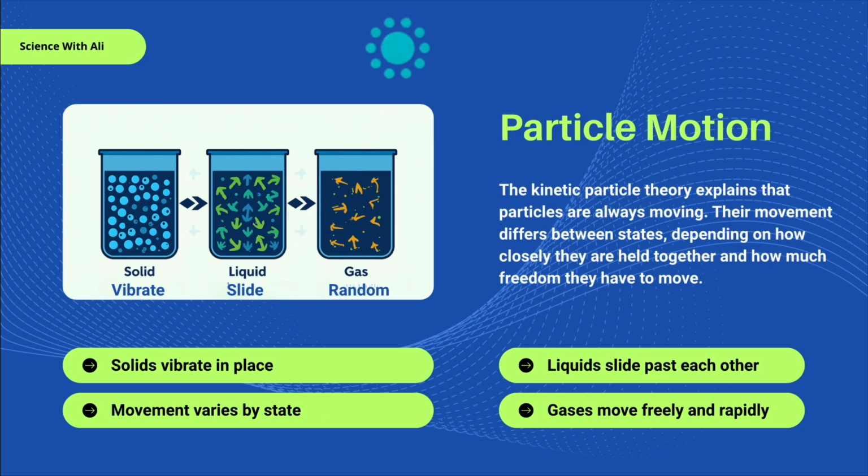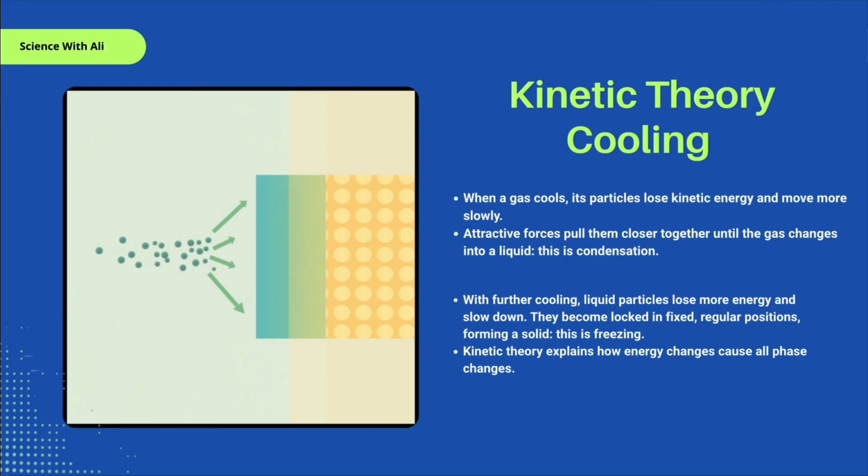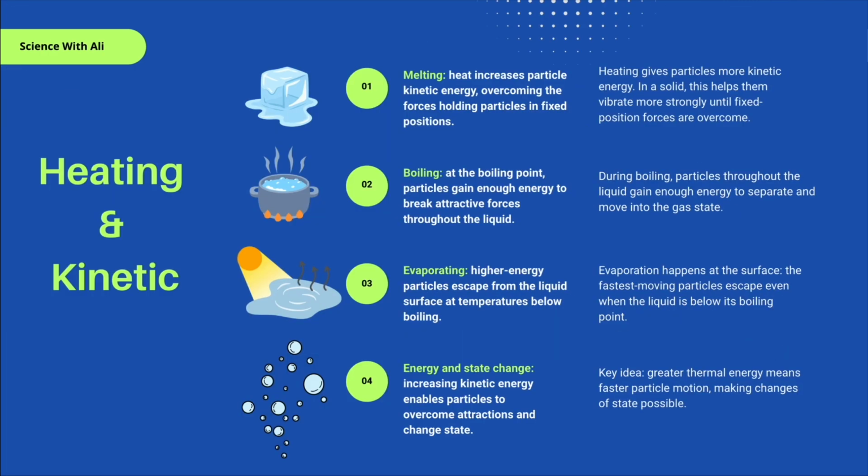Now moving on to the big parts, which are the heating and the cooling parts of states of matter. So how do we force these particles to change their state, right? We add heat. Heating gives the particles more kinetic energy. When you heat a solid, the particles vibrate faster and faster until they overcome those strong forces and they break. Now, when they break, we hit the melting point, which is exactly what happened here.